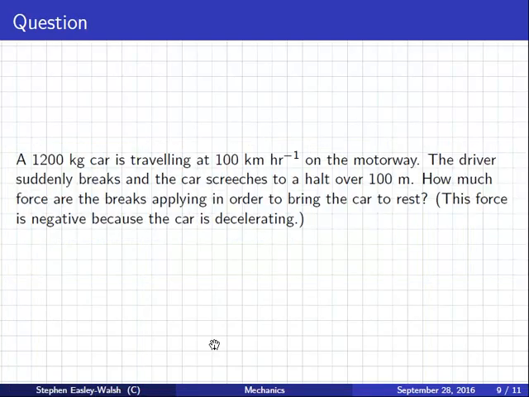Okay. So I'll give you a minute to try this one. Very, very similar to the last one. Then I'll do it, and then that's it then. So it's a 1,200 kilogram car. Is traveling at 100 kilometers an hour. Then the car suddenly stops over 100 meters. What is the force? And the force is negative because it's decelerating. It's slowing down. Okay, so see what you can get here.